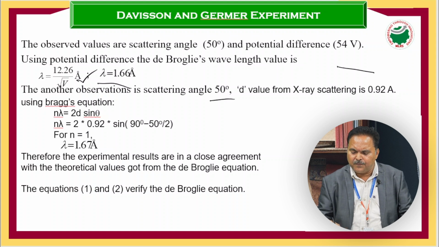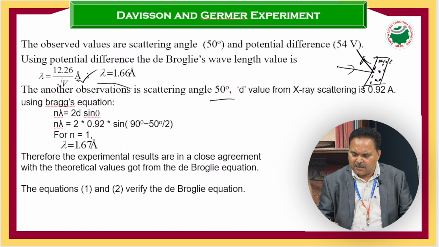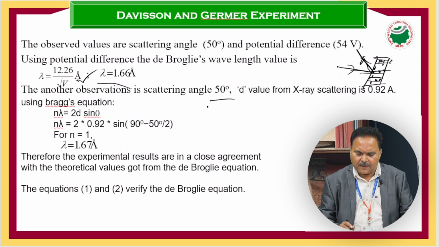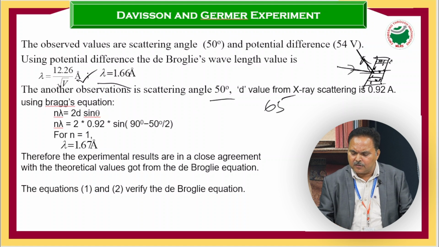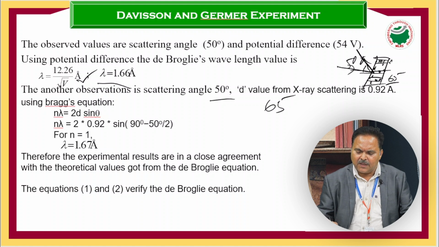This 50 degrees is between incident and scattered rays, but the actual crystalline planes will be different. A crystal is a proper array of atoms, and these are called Bragg planes. The angle for the incident and scattered rays will be different from the Bragg planes. For the Bragg planes the angle is 65 degrees, whereas the incident and scattered angle is 50. Then there is the Bragg equation, 2d sin theta equals n lambda.